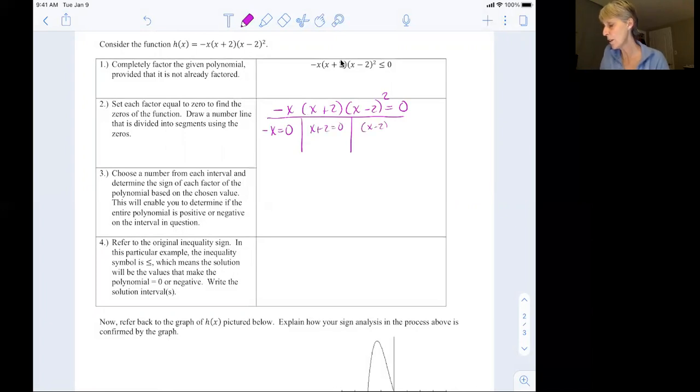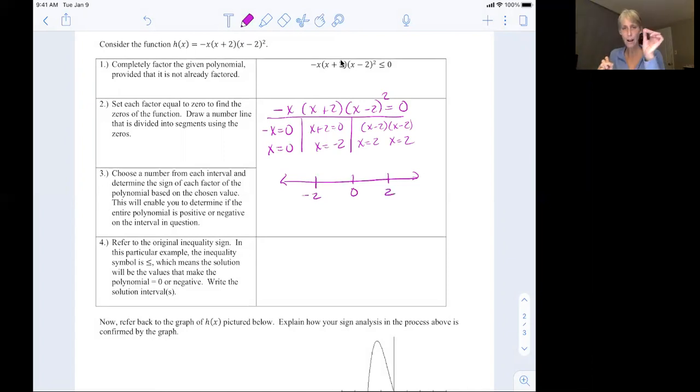Remember from the other portions of this lesson, it just means that this factor occurs twice, but we really only see it once on our number line. Okay, and it means the graph is going to bounce. So when we're putting it on our number line, we have negative 2, 0, and I'm only going to put that on once. Okay, and we're going to see and talk about what happens.